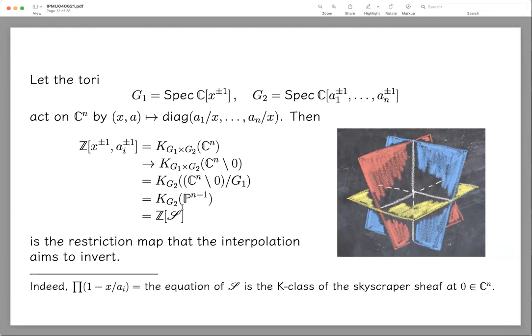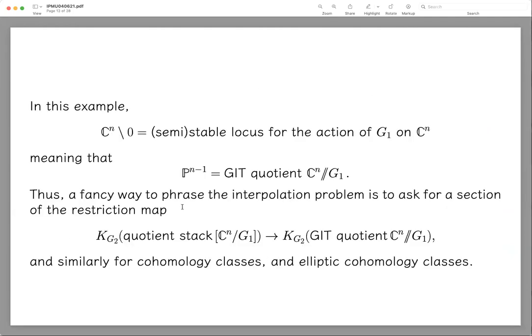That makes sense. And so the problem we considered is in fact the following: we have a natural map from the K-theory of the ambient stack. What's the K-theory of the stack? It's just G-equivariant objects on the pre-quotient. And then there's a restriction to the stable locus, and this defines for us the interpolation problem.